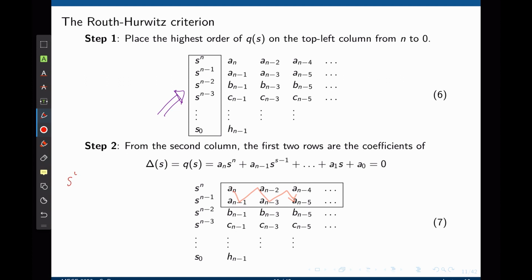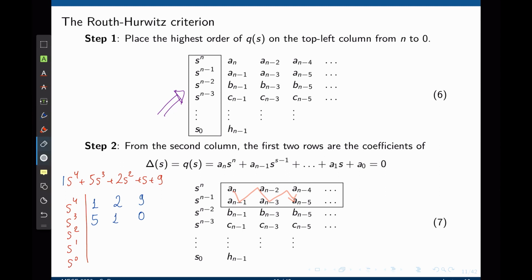Let's consider an example: s to the power of 4 plus 5s to the power of 3 plus 2s squared plus s plus 9. This is a fourth order polynomial, so we can start the array with s to the power of 4 and go all the way to s to the power of 0. And you can now populate the two rows in this array. The first element is the coefficient of s to the power of 4, that is 1. The second that goes here is for s to the power of 3, that is 5. S to the power of 2 is 2, s to the power of 1 is 1, and s to the power of 0 is 9. And you can now complete the array with a 0 here.